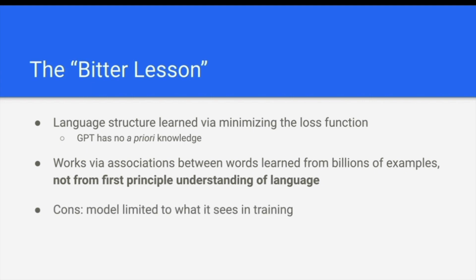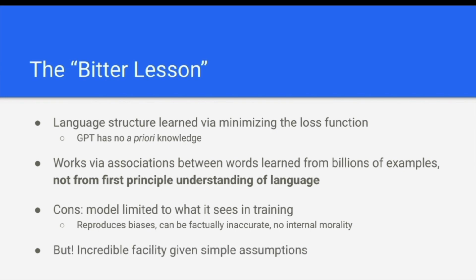This brings us some pretty large drawbacks, though. The model is limited to what it sees in training. It sees a lot in training, so how much that limitation matters is kind of up for debate, but it's still true. So it can certainly reproduce biases. It can be factually inaccurate. Everybody who's used ChatGPT probably knows that. It's probably told you something that you know isn't true. It has no internal sense of morality, right? You have to engineer these things into a layer around it as best you can, and that's what the practitioners of these models do, what OpenAI has to do in order to make it safely accessible for the public.